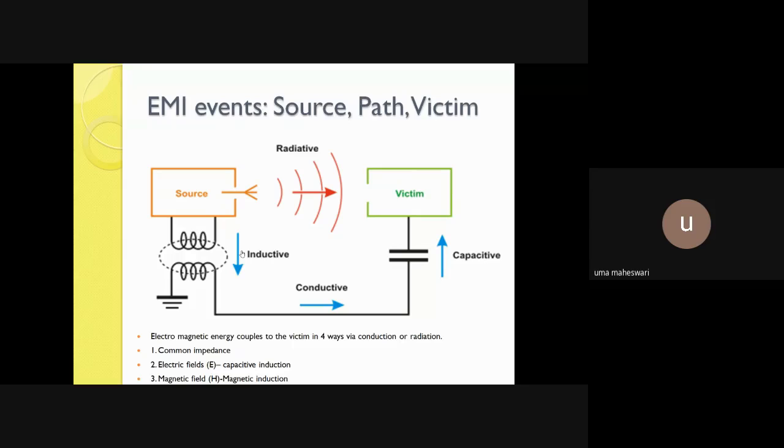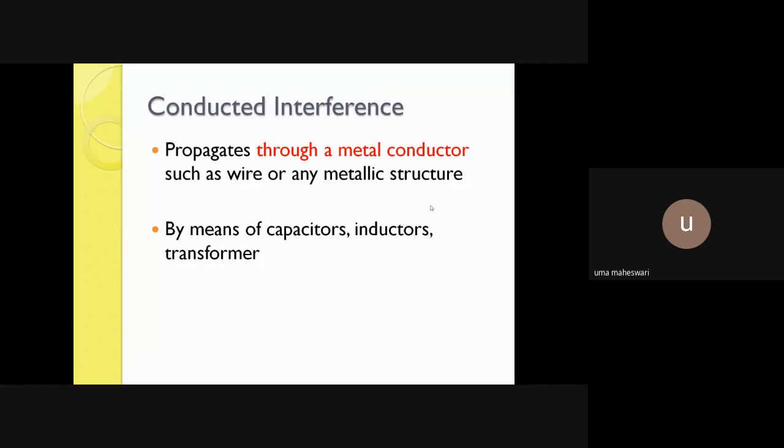This is actually the inductive coupling. This is the capacitive coupling. So both the conductive and radiative emissions from the source affect the victim. Victim is the affected part. This may be an electronic gadget or a person. Coming to conducted interference, as we discussed, the signal propagates through a metallic conductor, which in the case of a PCB is a trace, or in the normal case is a wire. So it is through contact, a direct interference, that can happen. This is by means of capacitors, inductors, transformers, etc.